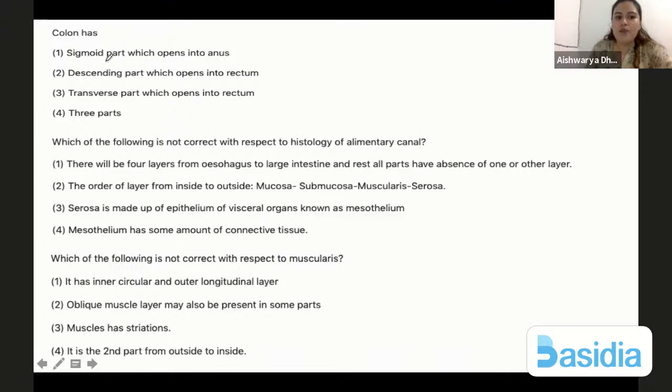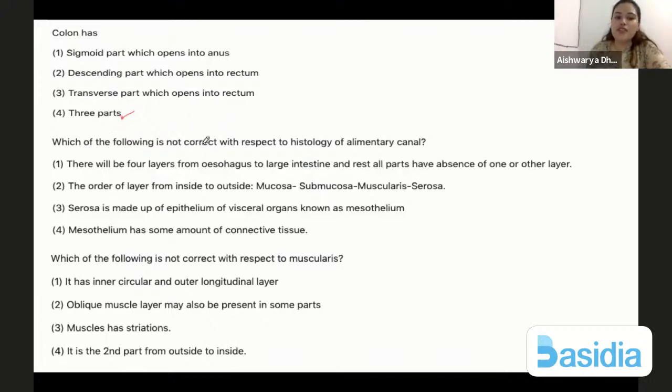Colon has sigmoid part which opens into the anus, descending part which opens into the rectum, transverse part which opens into the rectum, 3 parts. So colon, of course, has 3 parts. Now here, descending part does open into the rectum, but there is also a small C-type portion. So out of the following, the most correct is that it has 3 parts: ascending colon, descending colon, and transverse colon. So this will be the correct option.